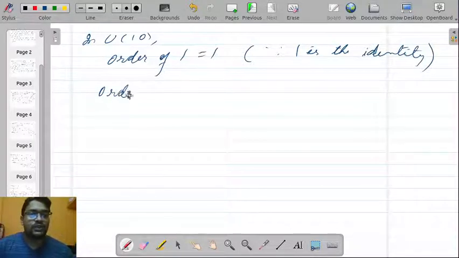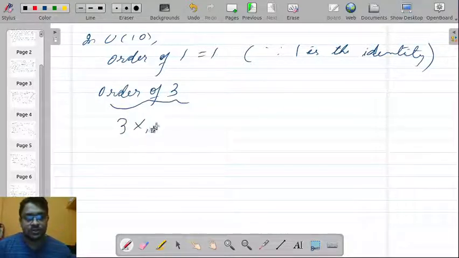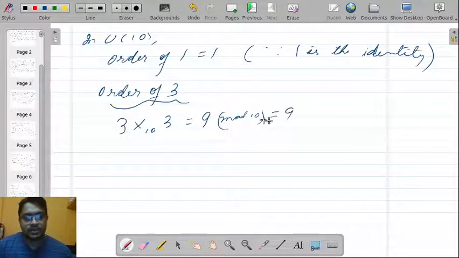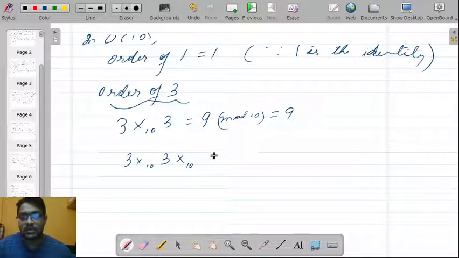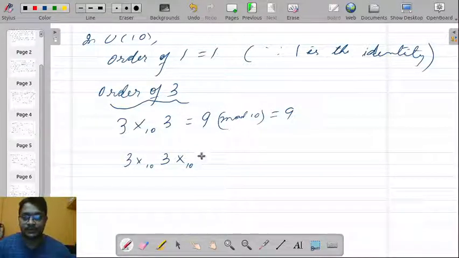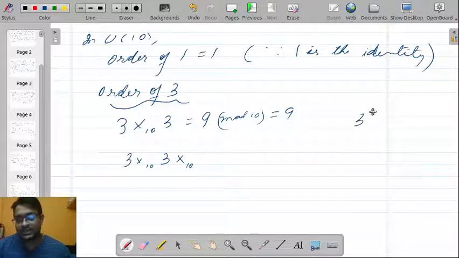Then the order of 3. Let us try to find out what the order of 3 is. So what is 3 into 3? It's 9 mod 10, and 9 mod 10 is actually 9 only. So 3 into 3 is 9. Can we guess how many 3's have to be multiplied so that the product, when divided by 10, gives you remainder 1?